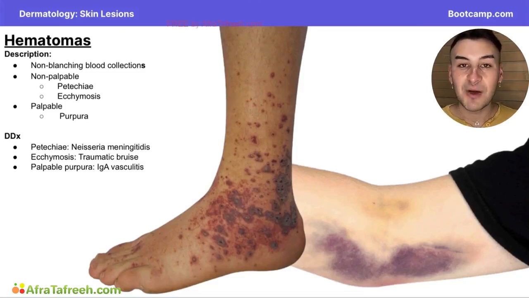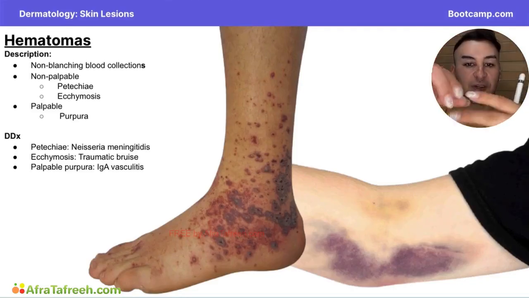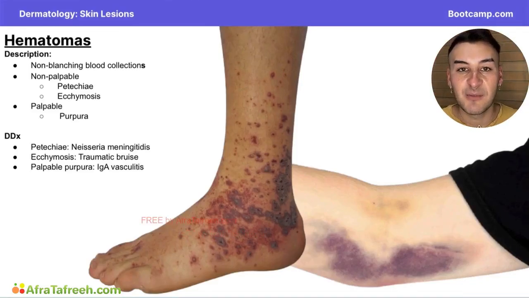So, let's talk about what it means to be non-blanching, because this is important. An example of blanching is cap refill. So when we press on our fingertips, we expect some pallor to occur because we have occluded blood supply from our fingers for a moment. That's an example of blanching.